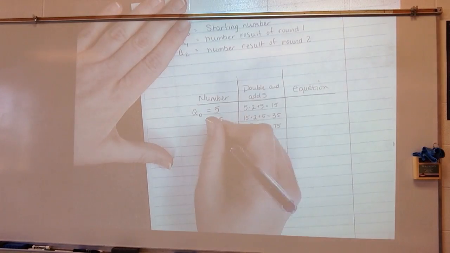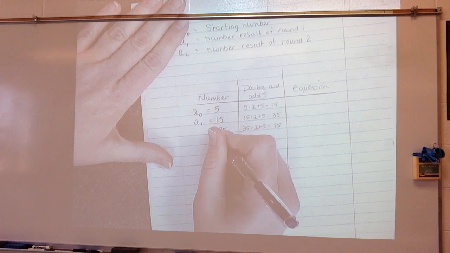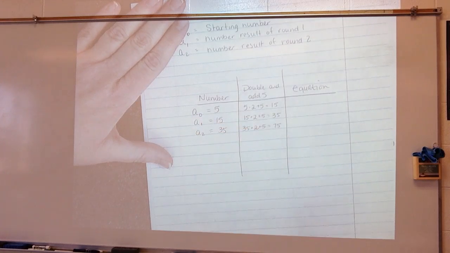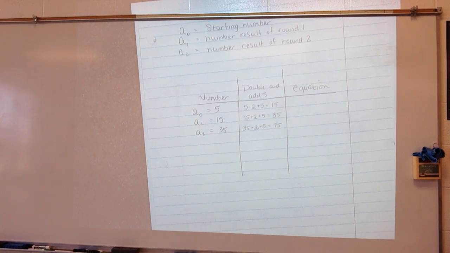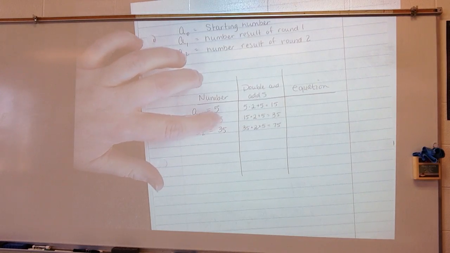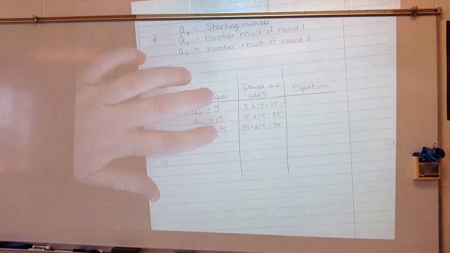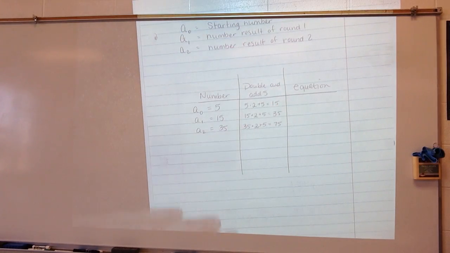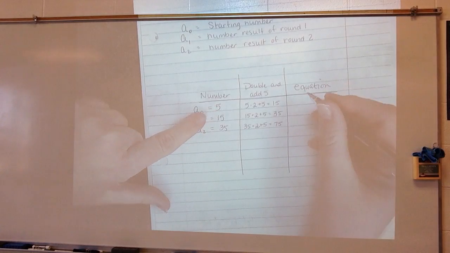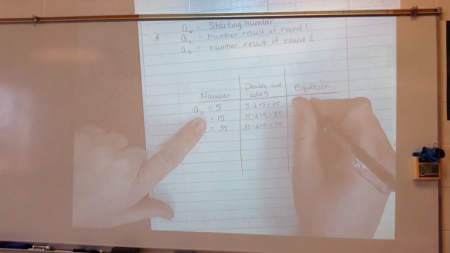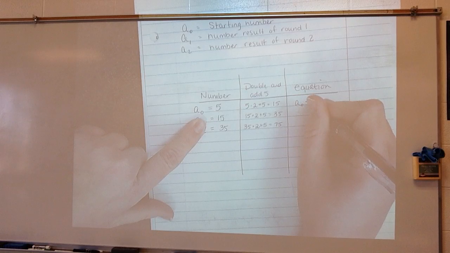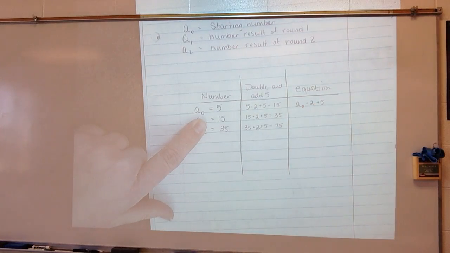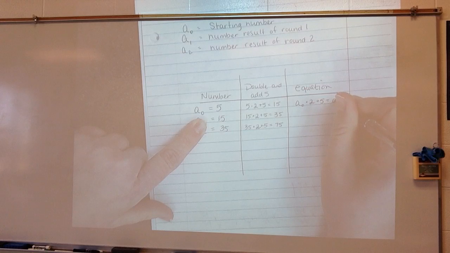So what would this be? This would be A sub 1. This would be A sub 2. Because this is what we got after round 1, and this is what we got after round 2. And we would keep going from there. So how would we write our equation? Our equation here would be A sub 0 times 2 plus 5, and that's going to give me A sub 1.